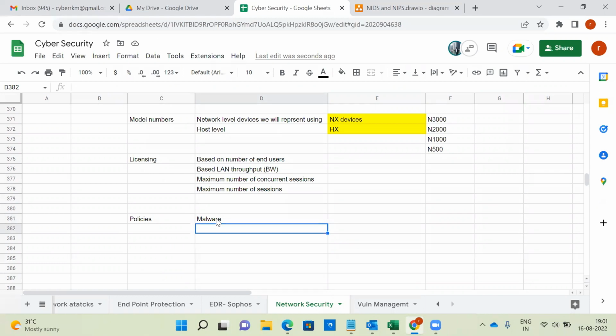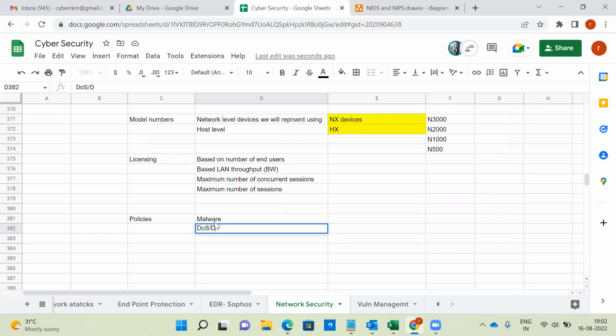So policies, what type of policies do we have to configure? One is malware. Any other? Traffic policy. Only one network policy. Attack-wise I need, not traffic, that's right. But attack-wise. Yeah, DOS and DDoS, you are right.